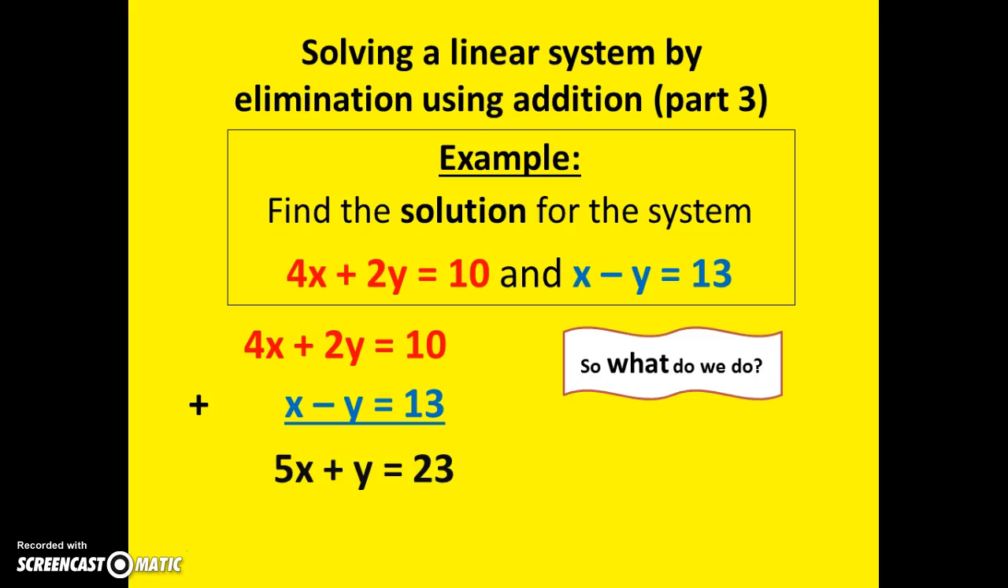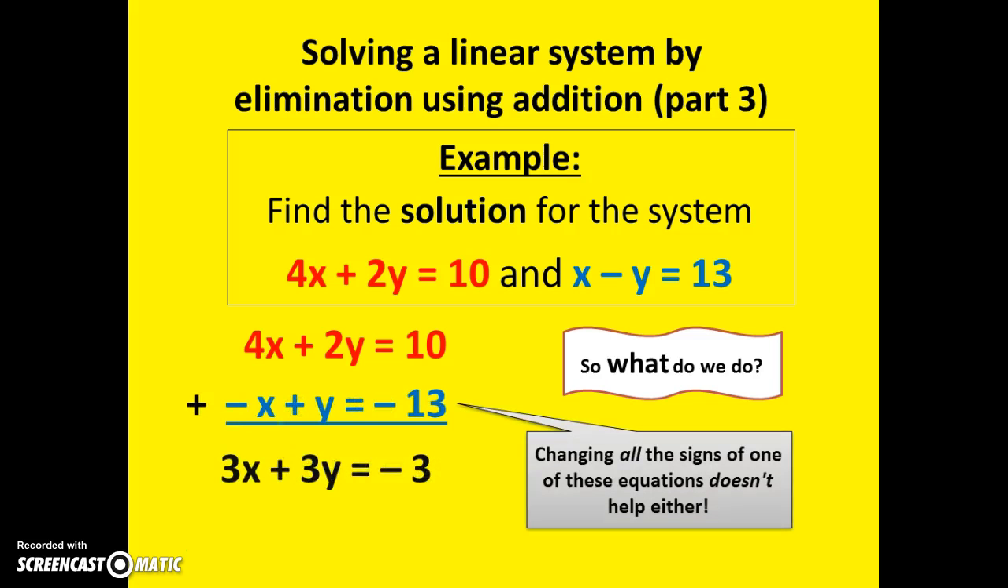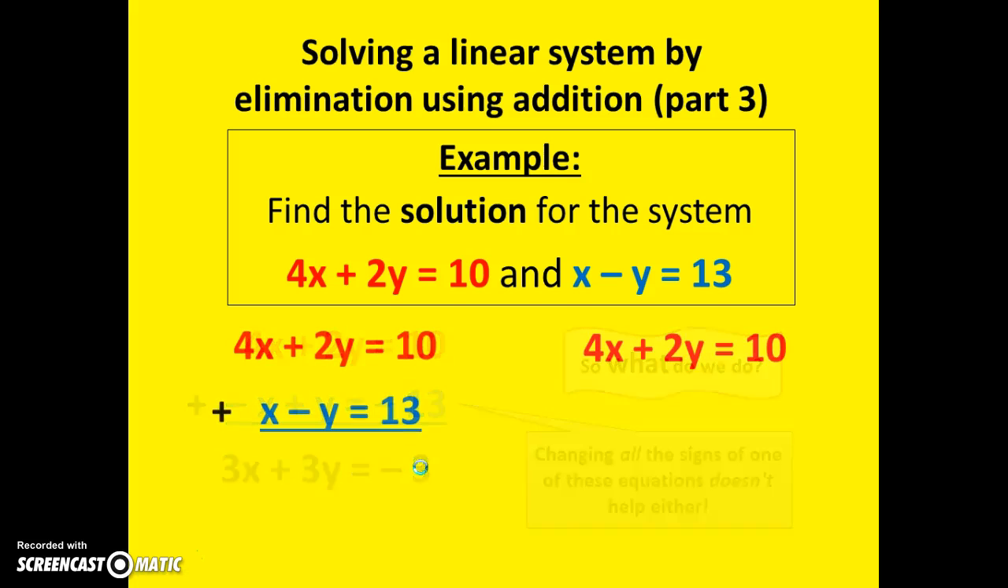So based on what we did in part 2, maybe we could change all the signs. Maybe that'll help. Let's see. So if we change x to negative x, minus to plus, and 13 to negative 13, and we add them together, 4x minus x equals 3x, 2 y's and 1 more y is 3 y's, 10 minus 13 is negative 3. Hey, we're still in the same boat. We haven't gotten any closer to solving this system. So what can we do?